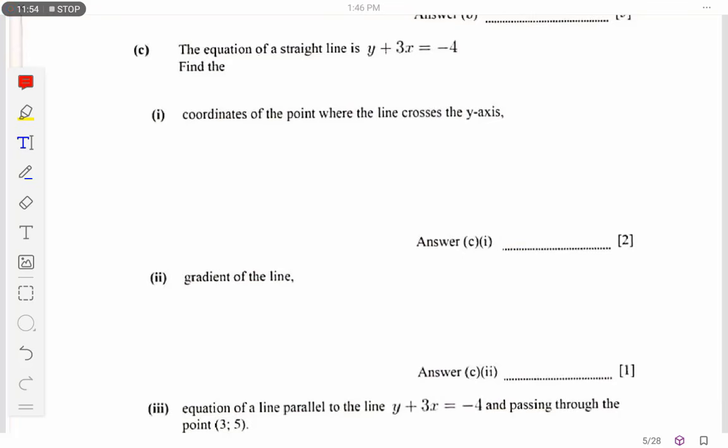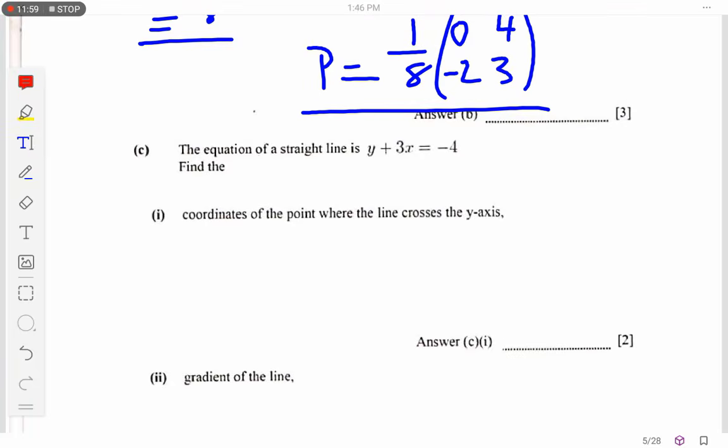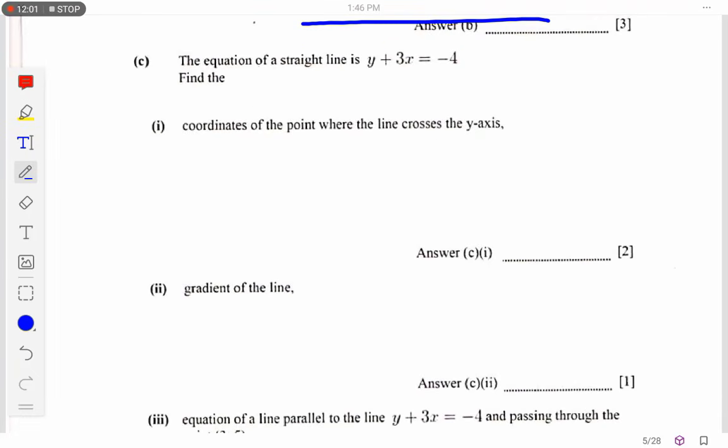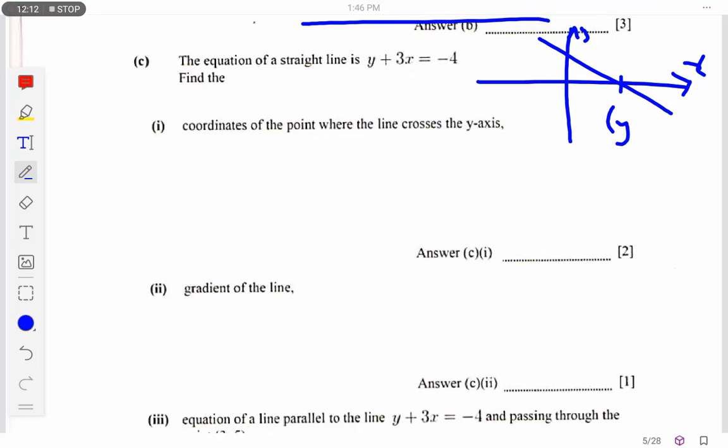Find the coordinates of the points where the line crosses the y-axis. Okay, basically, if I'm to draw the scenario, it's going to be something like this. This is the y, and this is my x here. When it crosses the x-axis, we have an x value there. Let me write it properly. I've got 0 and a y. Then when it crosses the y-axis, I've got a 0 and a y value there.